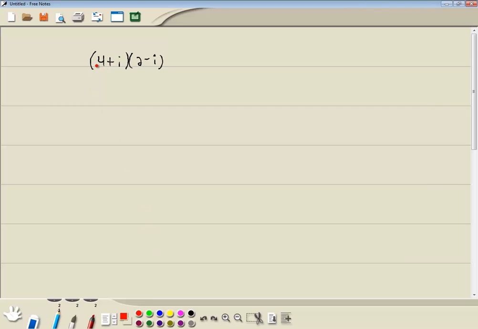So we're going to take the 4 here, and we'll multiply it times the 2 in the second set of parentheses and times the negative i. So we got 4 times 2 and 4 times negative i. Then we want to take the i in the first set of parentheses and multiply it times the 2 over here and times the negative i. So we got i times 2 and we got i times negative i.